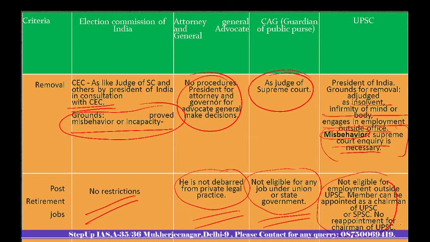No reappointment for the chairman of UPSC. So you must note down all these things. For the Election Commission, no restrictions. For the Attorney General, he is not debarred. There are no restrictions. CAG, not eligible for the job, and UPSC members are eligible for a job only inside the UPSC.